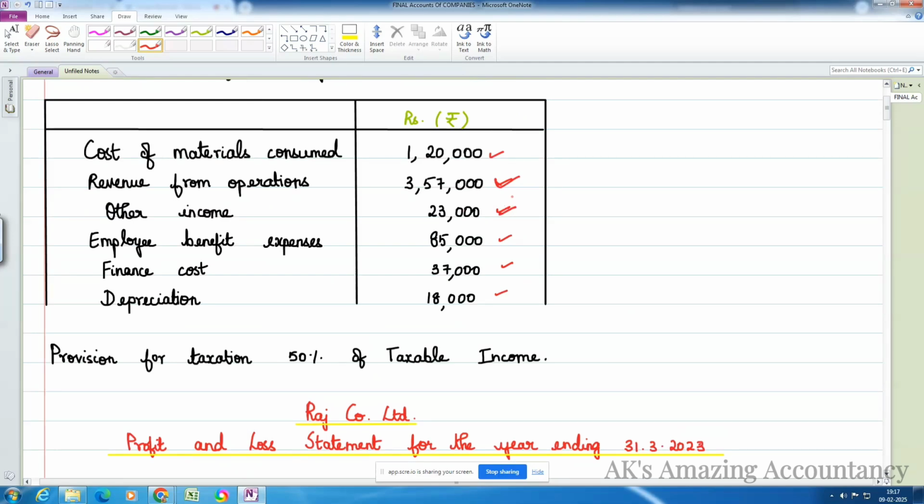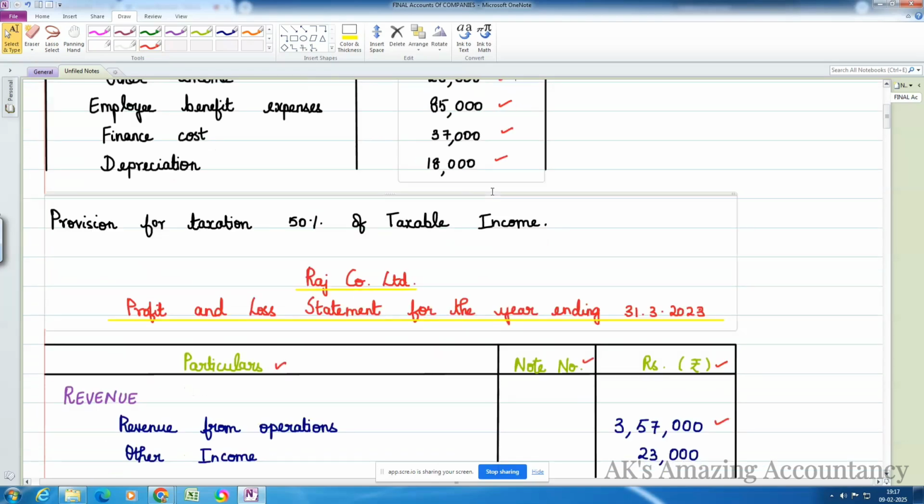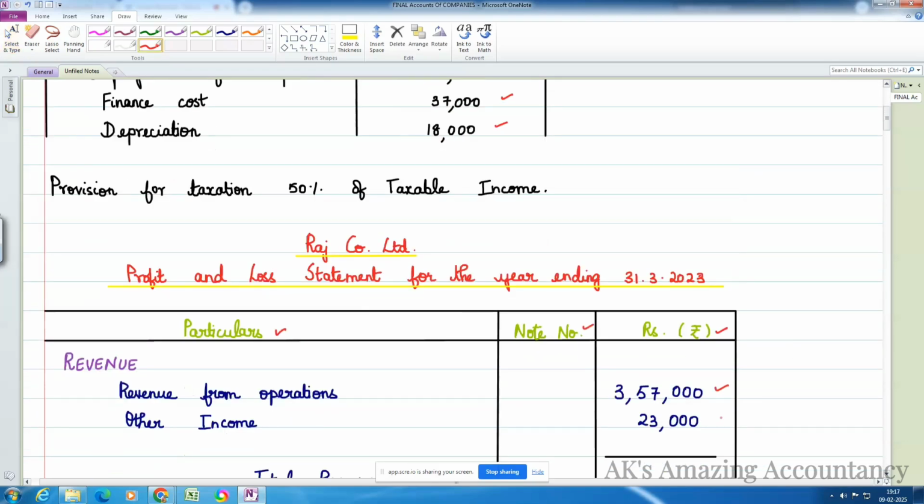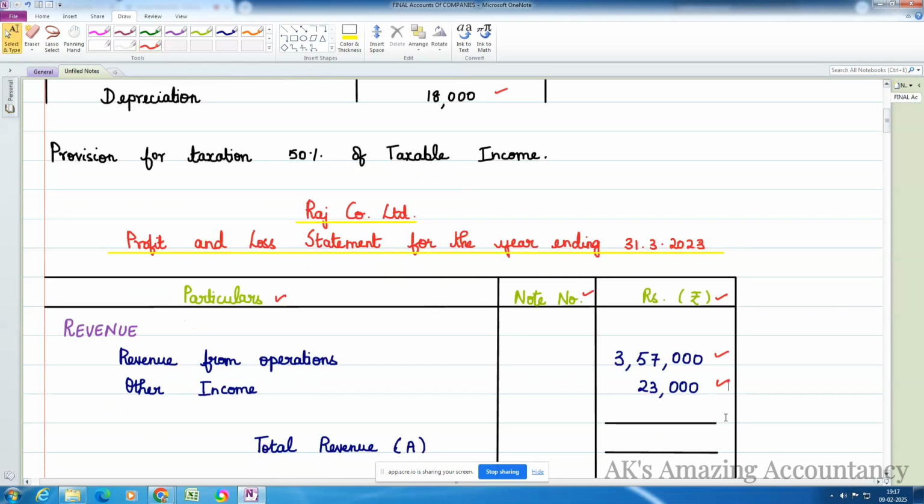Other income is given as 23,000. So let us enter other income here, that is 23,000. Now these two are the items relating to revenue, and let us find out the total for this, and the total will come to 3,80,000. So let me enter the total here. The total of revenue will be 3,80,000. So this is the total revenue we have.